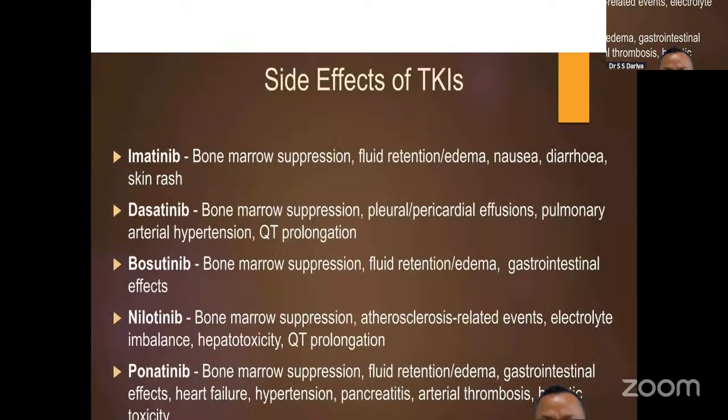These are the side effects of oral TKIs, where imatinib causes bone marrow suppression, fluid retention, diarrhea, and skin rash. Almost the same bone marrow effects occur with dasatinib, bosutinib, nilotinib, and ponatinib. We should be careful with dasatinib and nilotinib, as they can cause QTc prolongation also. So always take a prior ECG, and after starting these drugs, regularly check the ECG.